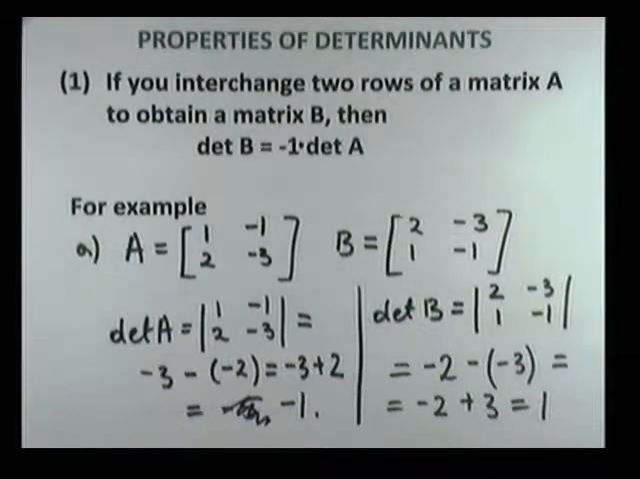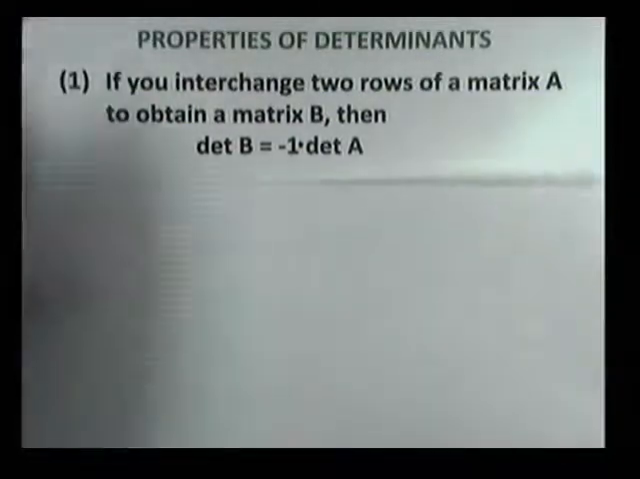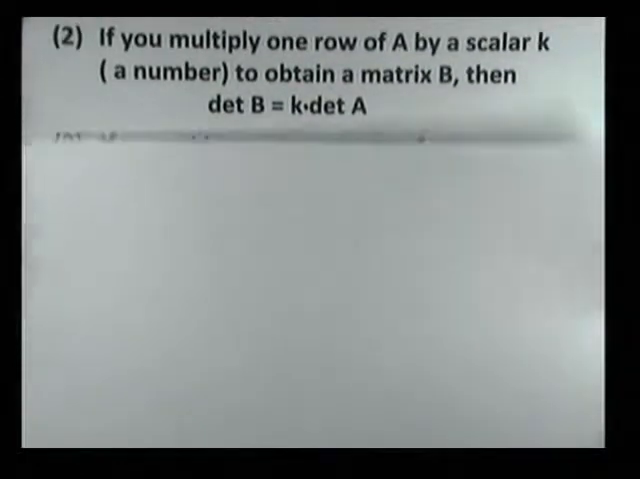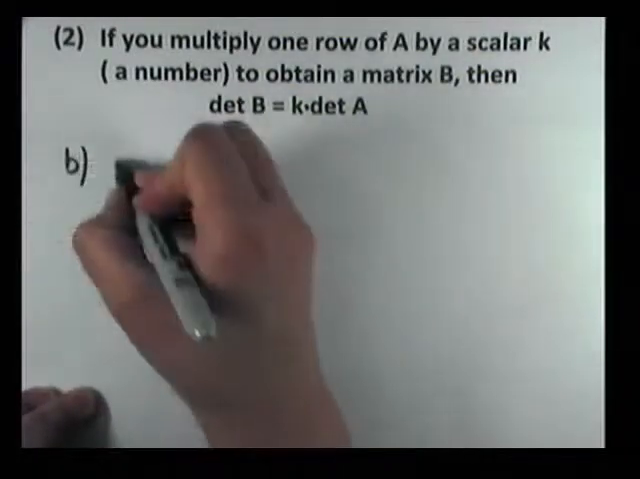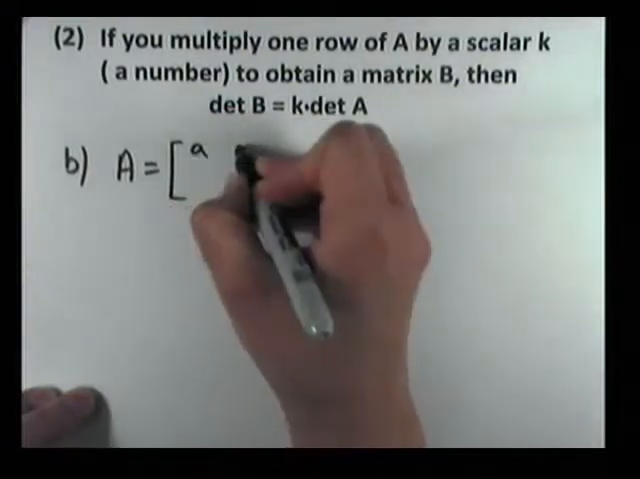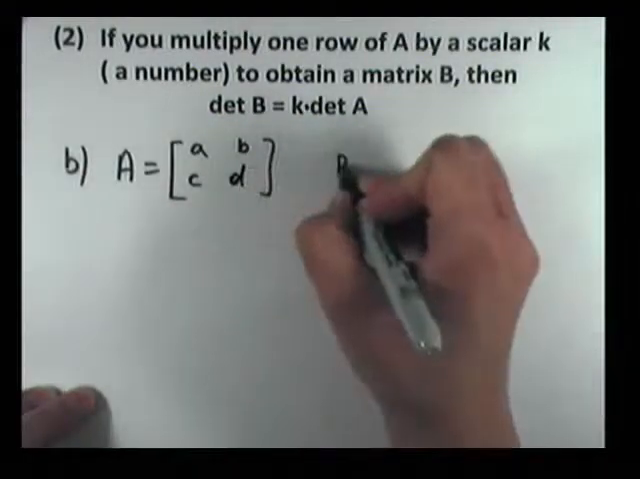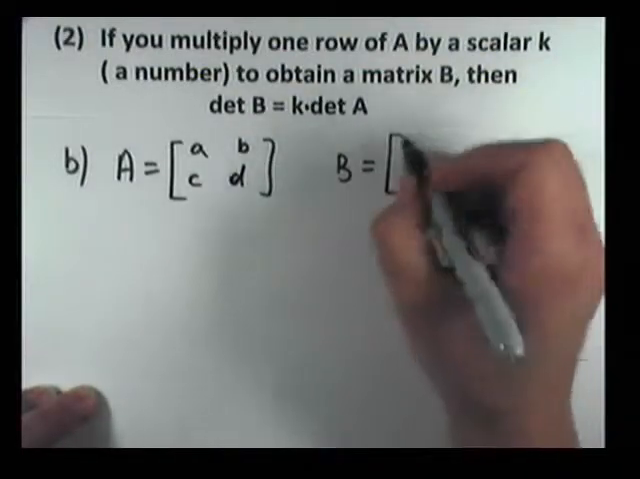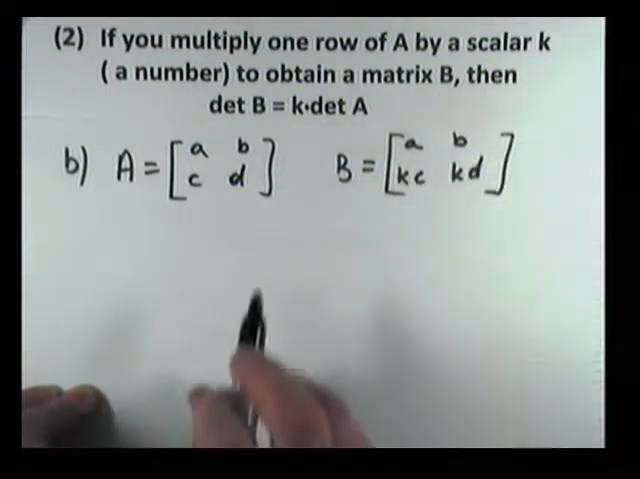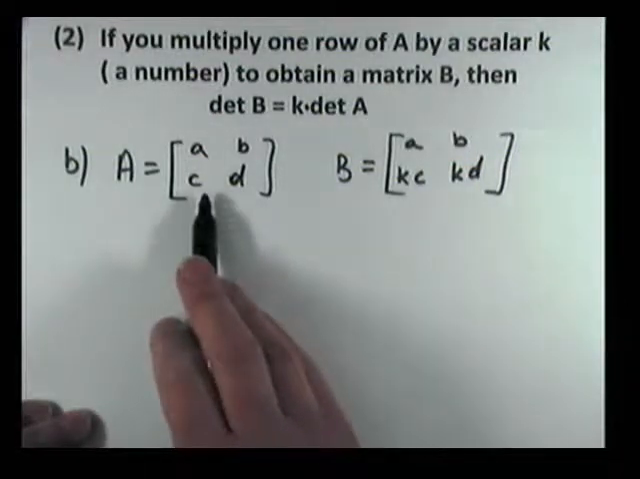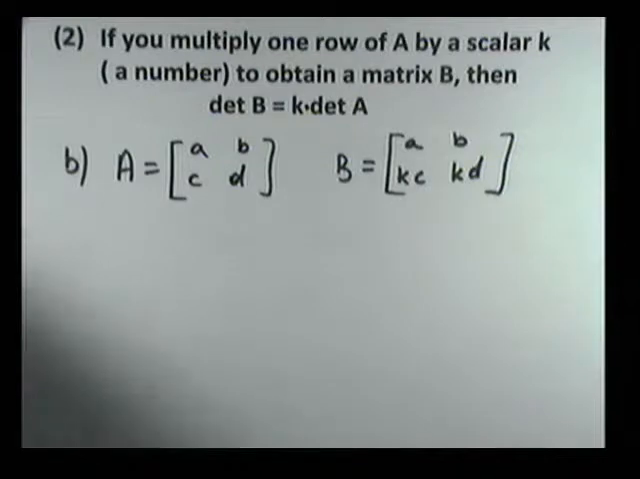Let's check the second property. If you multiply or divide one row of A by the scalar to obtain another one. We have matrix A. Let's do this in general: A, B, C, and D. And matrix B, let's say that we multiply the second row. We have A, B, and then multiplied by K, KC, KD. Okay? Everyone can see that the second row is multiplied times K. So the determinant needs to be multiplied times K as well.